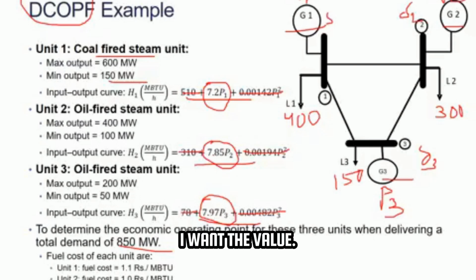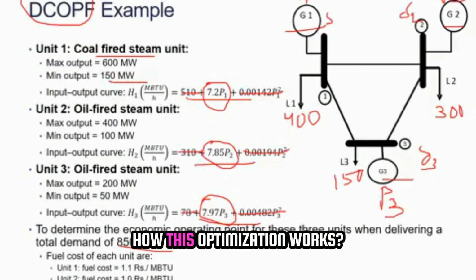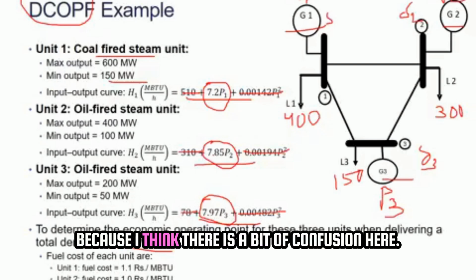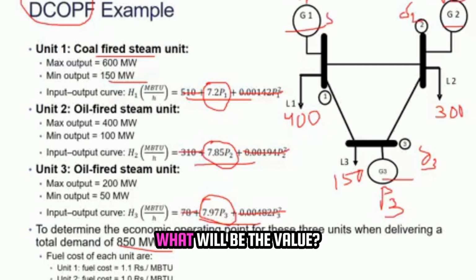No, I want the value. How does this optimization work? Because I think there is a bit of confusion here. What will be the value? How can we decide what will be the value of the generators?